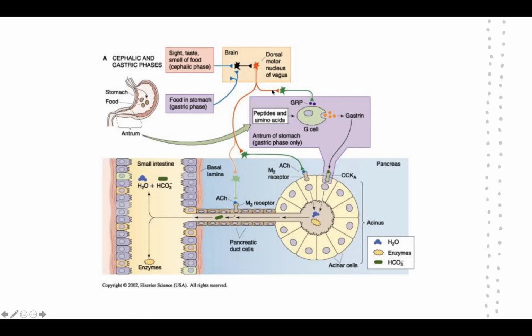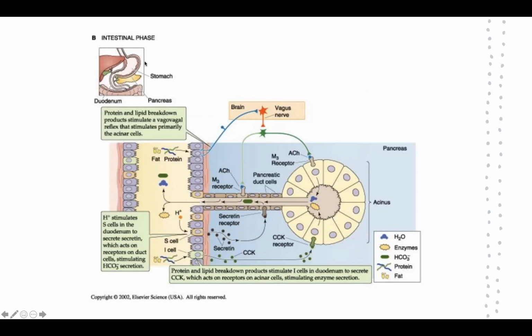The vagus nerve doesn't actually have to go through this G cell and gastrin pathway. It can directly act on the acinar cells through the M3 receptors, releasing ACh to then release these digestive enzymes. It can also act directly on the ductal cells to release bicarbonate, preparing our gut for that process when the food arrives in our duodenum.